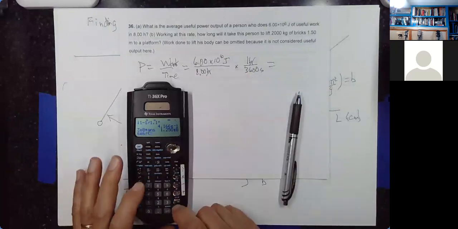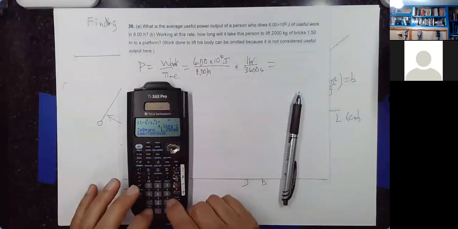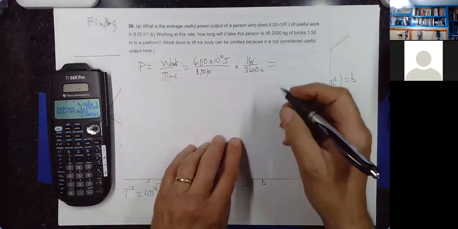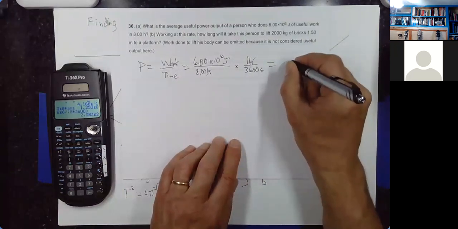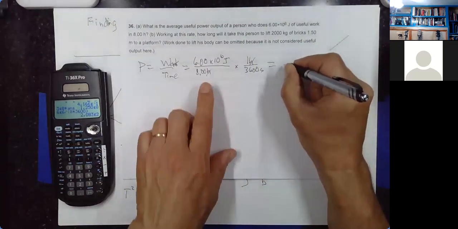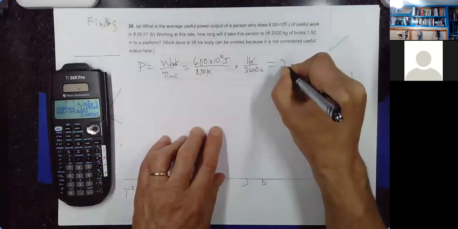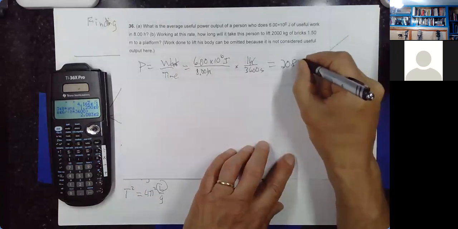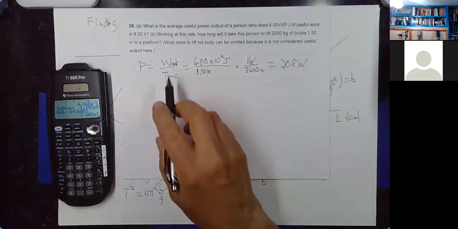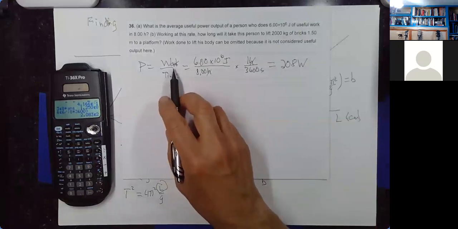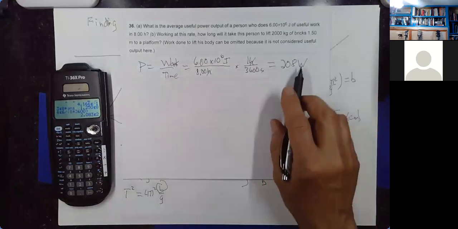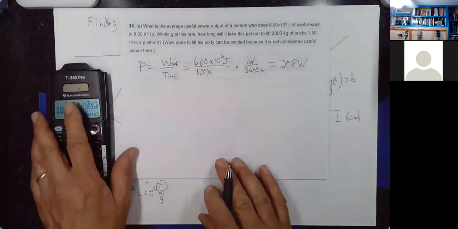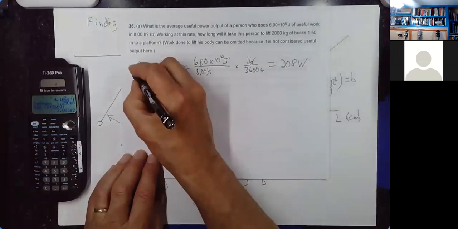8 times 3,600. And I would get about 208, we have 3 sig figs on both of these, joules per second, which are watts. And I almost wrote the work as just a plain old W here, but that would have gotten confused with our unit of power over here, a watt. So I wrote out the word for work. So that's part A of that thing.